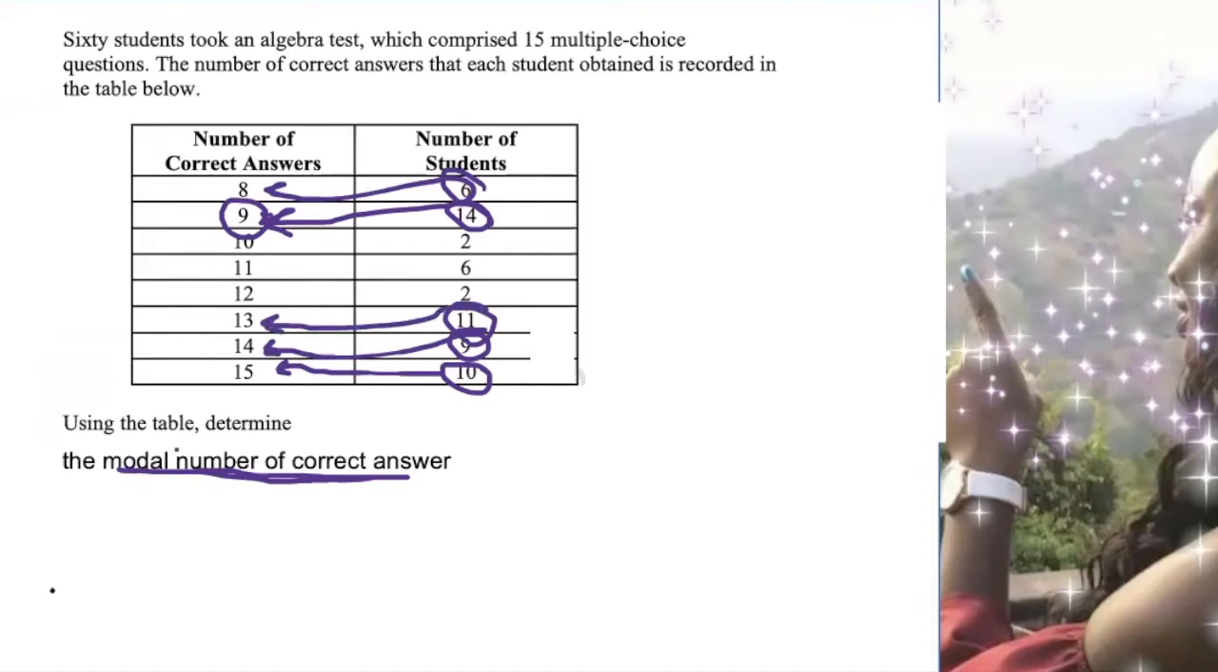Modal means which one is more frequent. So the one that is occurring the most is the persons who get 9 out of 15. Because getting 9 out of 15 is a total of 14 persons. That's a lot of students in a class that got 9 out of 15. So this will represent the modal number of correct answer. So the answer is 9.